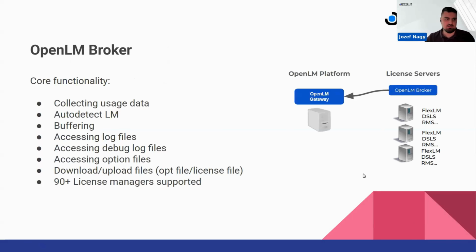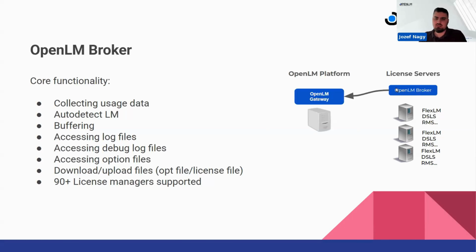So let's start with the first component, which is OpenLM Broker. OpenLM Broker collects data from your license managers, which are installed on the license server, on a physical server or virtual machine, it doesn't matter for the broker. As long as it has a connection to the OpenLM platform, it can collect the data and send information to it. All the data comes to the OpenLM gateway, and from the gateway it is sorted to the responsible microservices and databases.